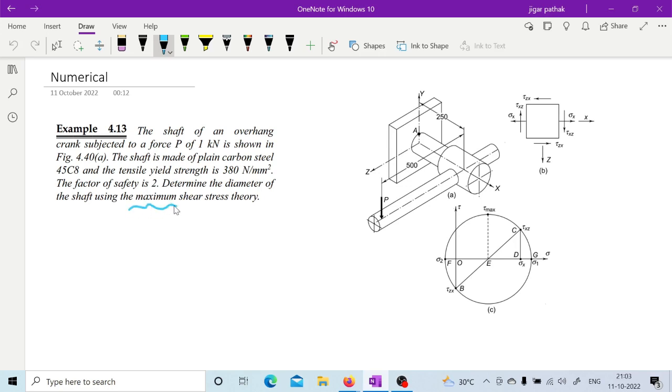Here you are asked to use the maximum shear stress theory, because this plain carbon steel may be considered a ductile material. So what you have to do is calculate the diameter. For that you need an idea about the stresses acting on this component, and then you can apply the failure theory mentioned here, maximum shear stress theory, and calculate the diameter. So can you try it?